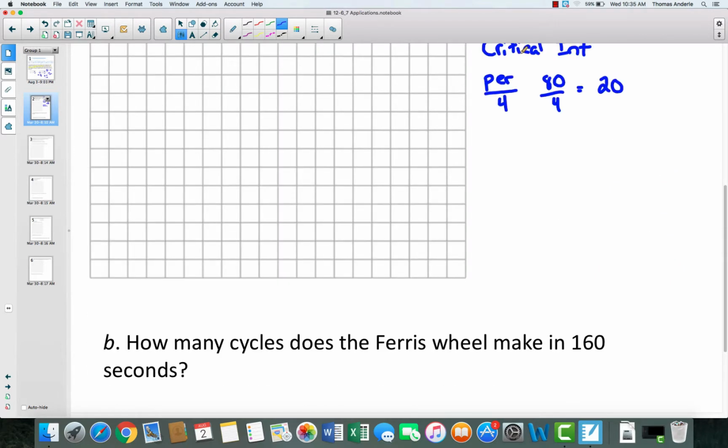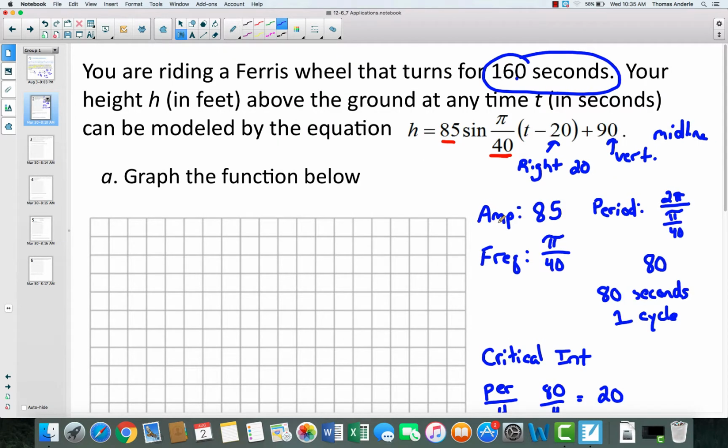So let's go ahead and grab all of our critical points. So we're starting at 0. We're going up intervals of 20 seconds. So 0, 20, 40, 60, and so on. Okay, so that's our x-axis. Our y-axis, let's see. Our y-axis depends on our amplitude.